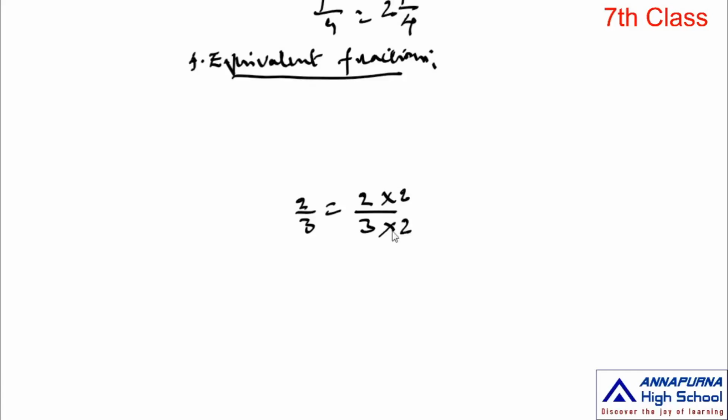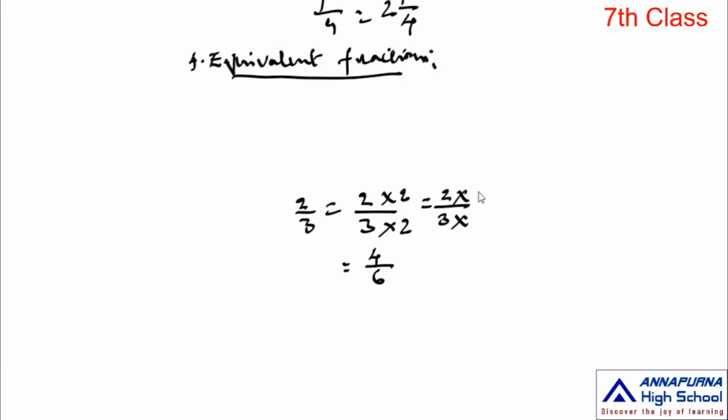I want to multiply by 2. So 2 2s are 4, 3 2s are 6. That is equal to 4 by 6. 4 by 6 is equal to 2 by 3, or 2 by 3 is equal to 4 by 6. That means if you multiply both numerator and denominator by the same number, we will get the equivalent fraction.